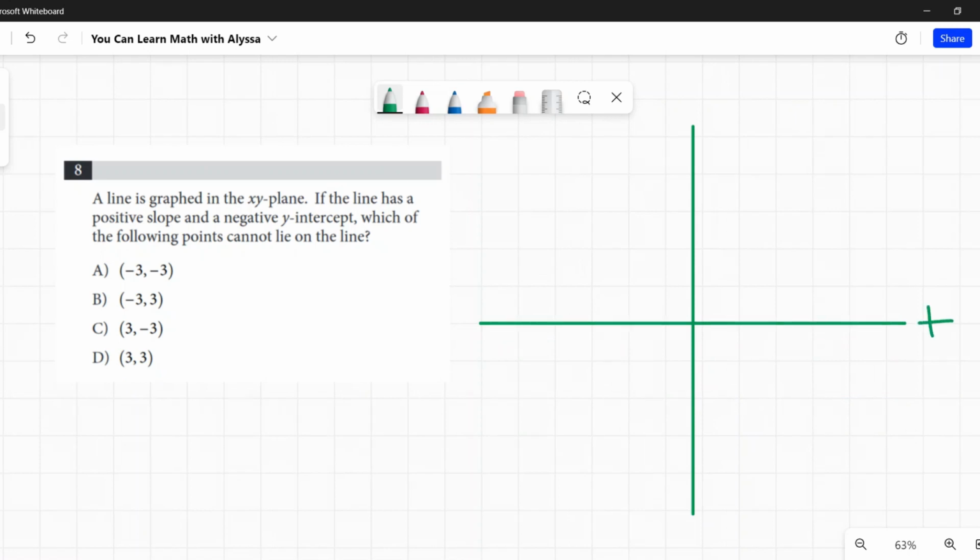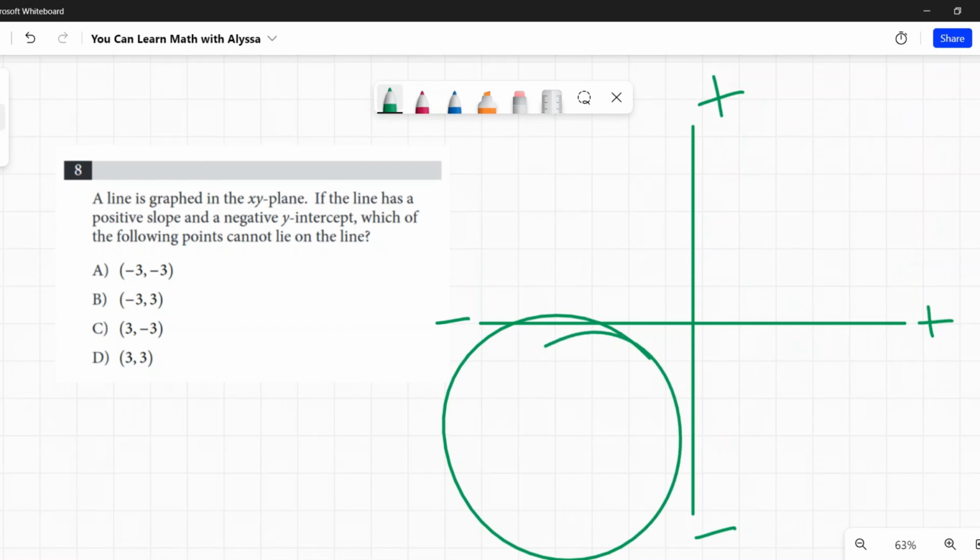So positive x, positive y, negative y. Every number over here is going to have a negative x and a positive y. Everyone here is going to have a positive for both. Positive x, negative y, negative x, negative y. So what do we know here?